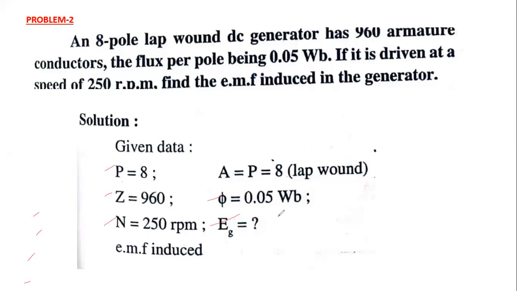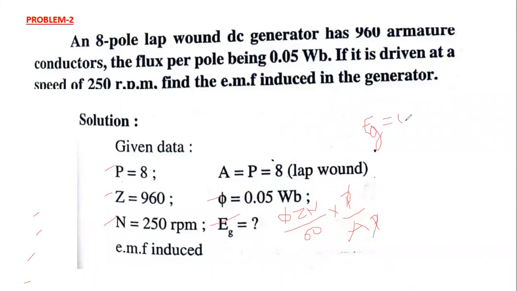Okay, what is the formula for EG? Therefore, EG is equal to phi Z N by 60 into P by A. In the lap winding, A is replaced with P. Then P by P gets cancelled. Then we substitute the phi value, Z value and N value.